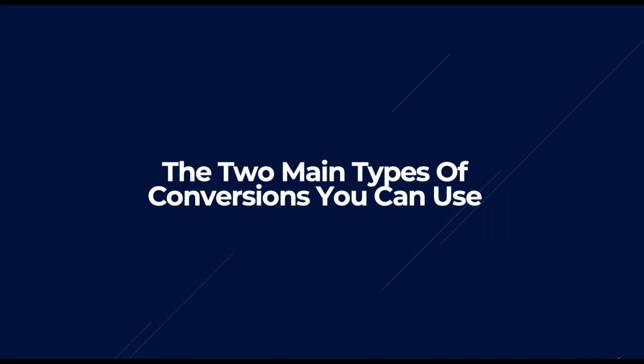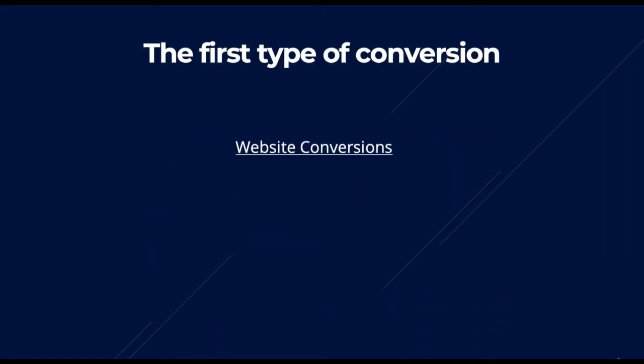The two main types of conversions you can use. So there's more than two different types of conversions you can use in Google Ads. However, 99% of the time, these are the two you are going to use. So the first type of conversion you can use is what we call website conversions.